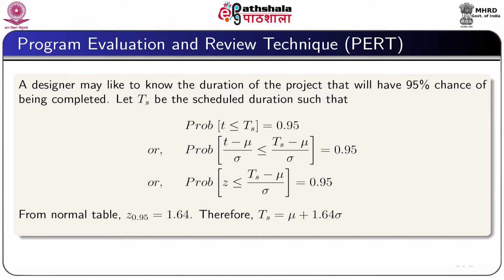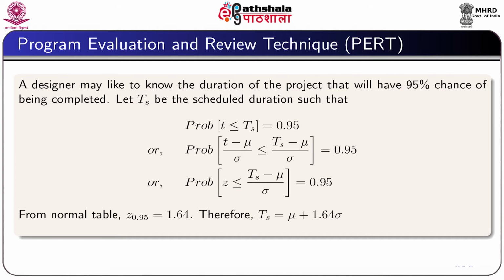A designer may like to know the duration of the project that will have 95% chance of being completed. If Ts be the scheduled duration date such that probability of T less than or equal to Ts is equal to 0.95, then we can write it as probability of (T minus mu) by sigma is less than or equal to (Ts minus mu) by sigma, which is equal to 0.95, and this gives probability Z less than or equal to (Ts minus mu) by sigma, which is equal to 0.95.